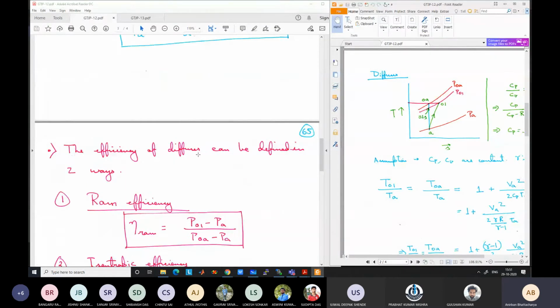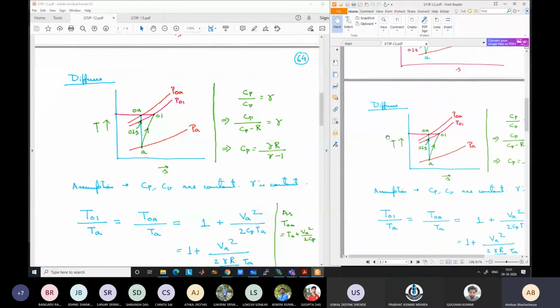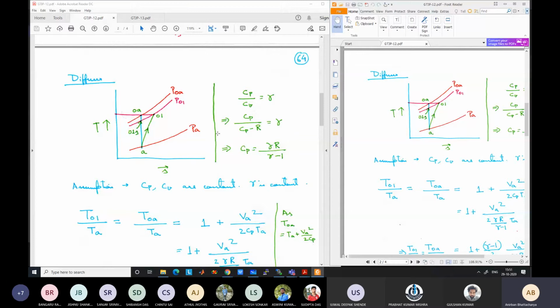So this is one way of defining the efficiency. But because we have always defined efficiency for all the other cases in terms of temperature, we also want to define efficiency in terms of temperature for the diffuser. We are going to call this the isentropic efficiency, although it gives a measure of the change from the isentropic process. It is not like the isentropic efficiency of the compressor or the turbine. It is defined in a somewhat different way, so it is slightly tricky to understand.